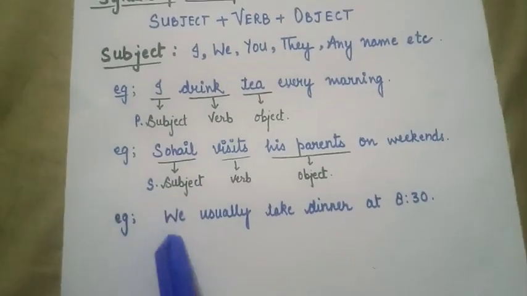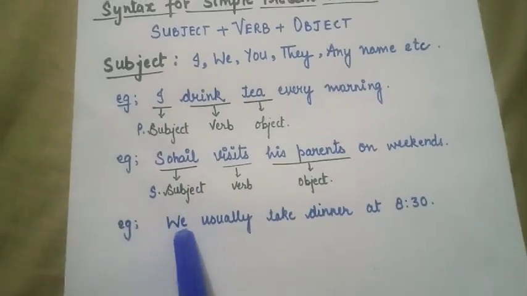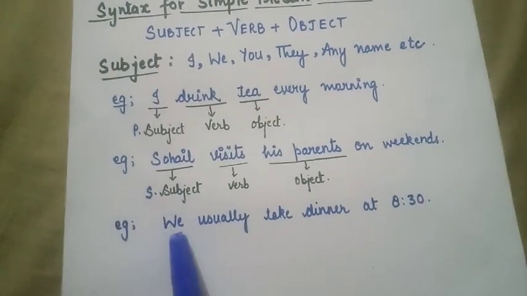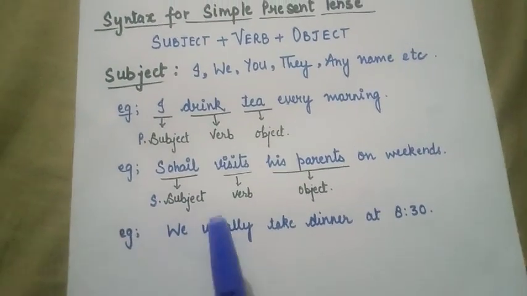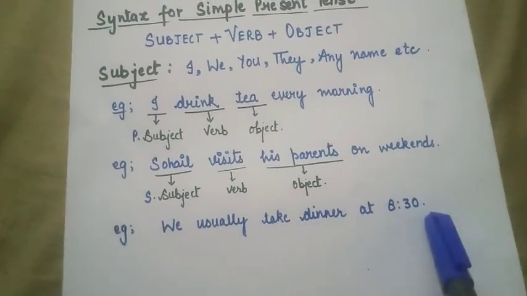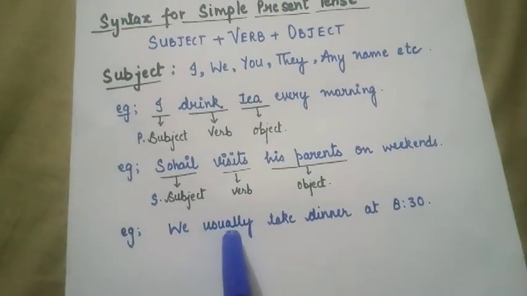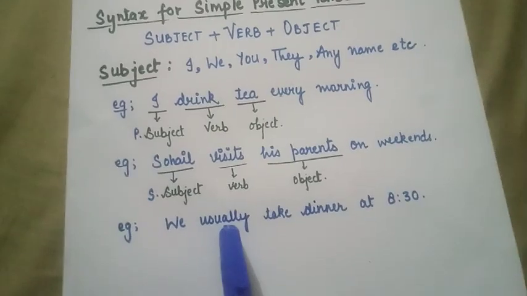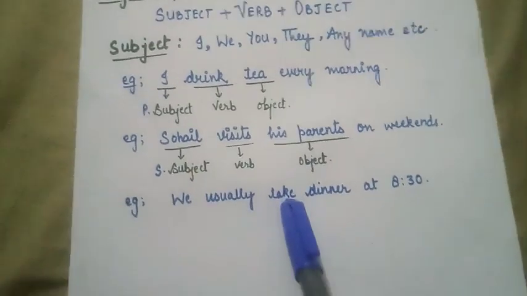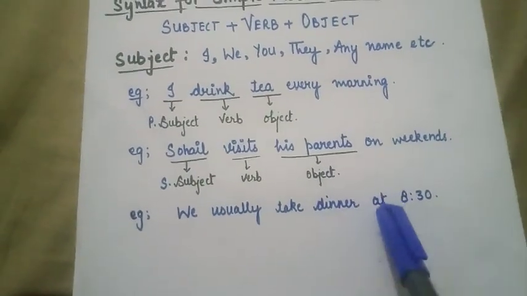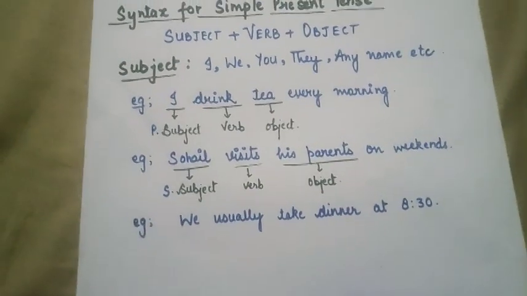Now let us take one example. Again we are using the plural subject. Okay, this is the plural subject. We usually take dinner at 8:30, right? So this is the plural subject, and this usually is the adverb, take again the verb, and then dinner is the object, and 8:30 is the other information, right?